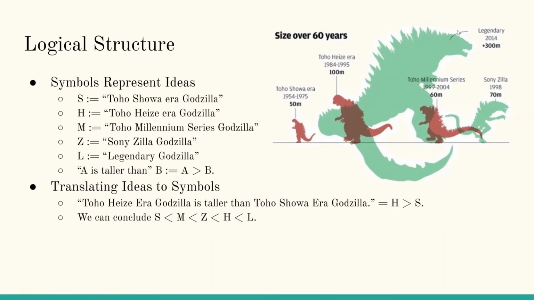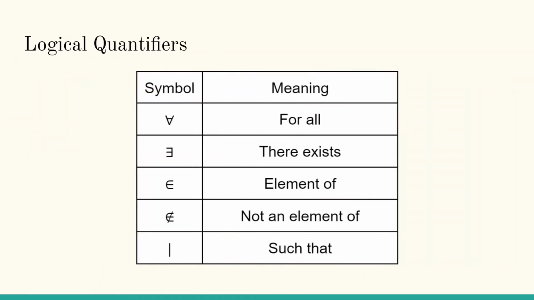Let's consider the logical structure of statements. To the right, we see a chart of Godzilla sizes over the years. By representing the different Godzillas as letters, and representing the statement "is taller than" with a caret symbol, we can describe the relation between the heights of the different Godzillas more compactly and analytically as objects. Logical quantifiers are descriptors used when asserting a relationship between symbolic representations of ideas.